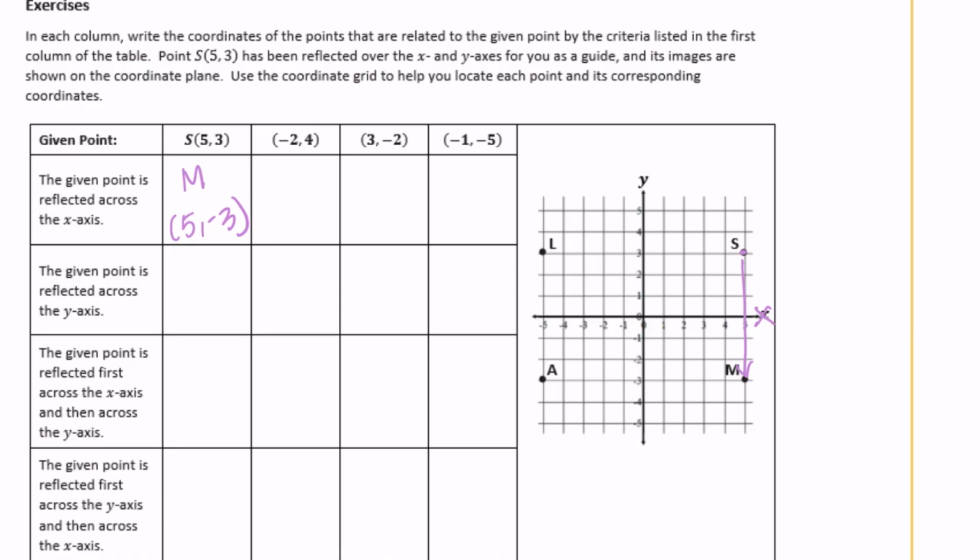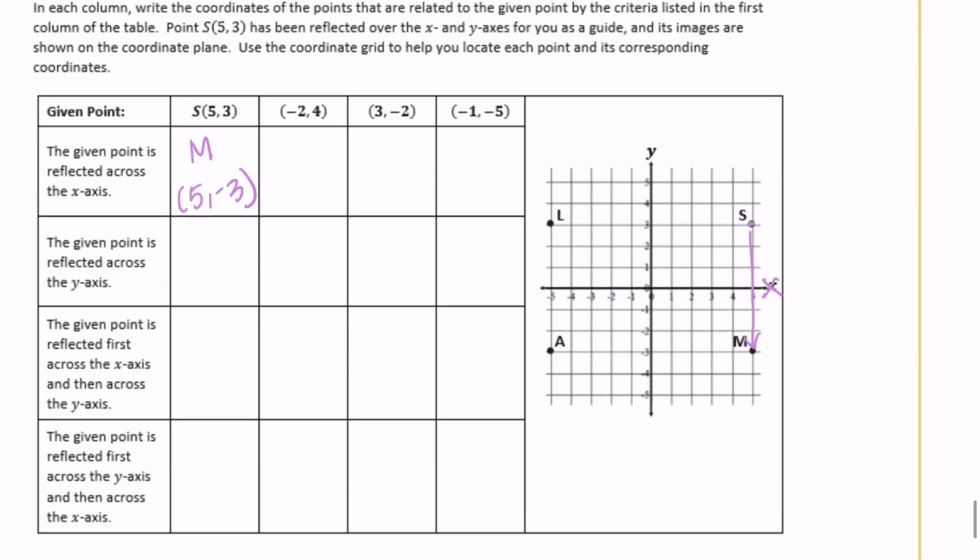Okay, let's stick with S. Let's go down the columns. So the given point is reflected across the y-axis. So now let's take it across the y-axis, and we would end up at L, which is -5, 3. The given point is reflected first across the x-axis and then across the y-axis. So first it's reflected across the x-axis, so we go down to M, and then we reflect it across the y-axis. We're going to get to A, which is located at -5, -3.